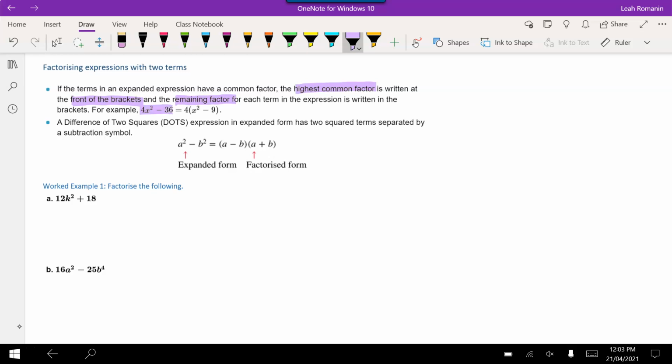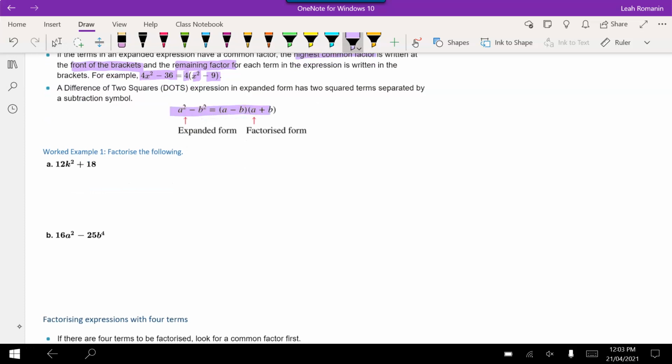So for example, 4x squared minus 36, the common factor is 4, so the 4 comes at the front of the bracket, and what's left over is the x squared, and then 36 divided by 4 is 9.